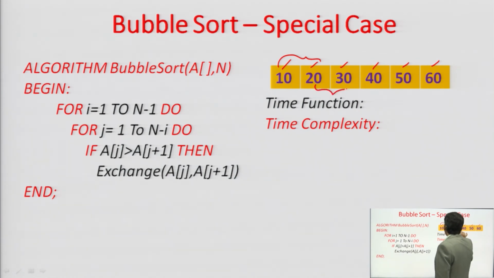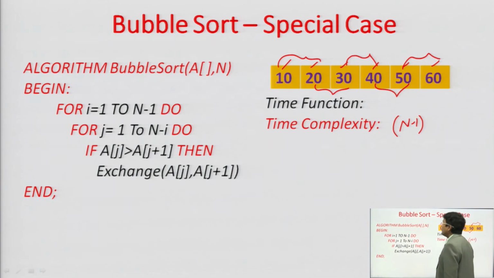If you compare the second and the third element, no exchange is required. If you compare the third and the fourth element, no exchange required. If you compare the fourth and fifth element, no exchange required. If you compare the fifth and the sixth element, no exchange required. So, in case no exchange is required, in the subsequent iterations also there will be no exchange required. So, a total of n minus 1 comparisons took place.